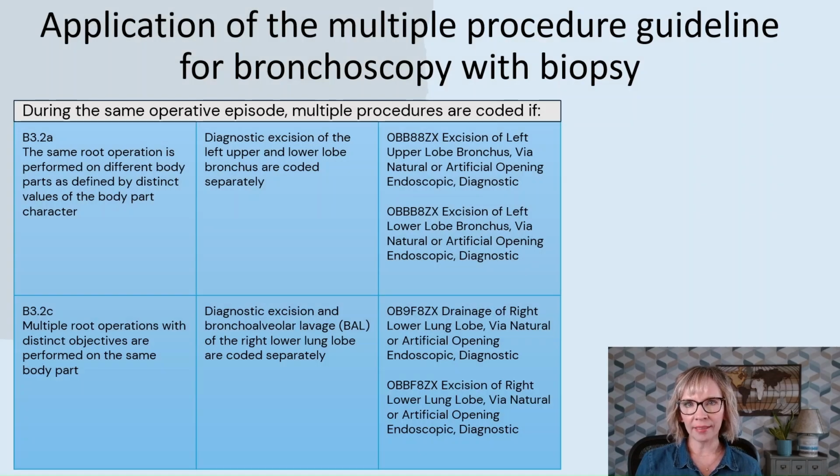And the other part of the guideline that I want to focus on is Part C. It says that during the same operative episode, multiple procedures are coded if multiple root operations with distinct objectives are performed on the same body part. The example I have is a diagnostic excision and a bronchial alveolar lavage, or a BAL, of the right lower lung lobe. Based on the guideline, 2 codes are necessary for this procedure as well, because even though both procedures involve collecting samples from the right lower lung, the type of sample being collected is different. The diagnostic excision involves excising tissue in order to collect a sample, while the BAL uses fluid to collect both fluids and cells for analysis.